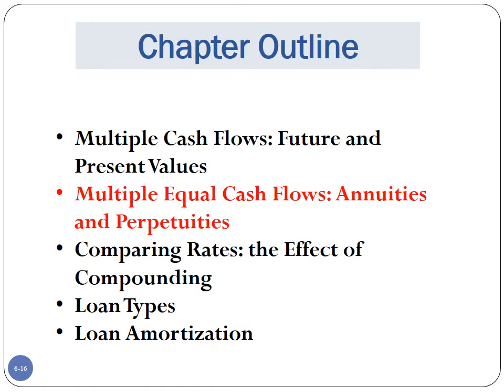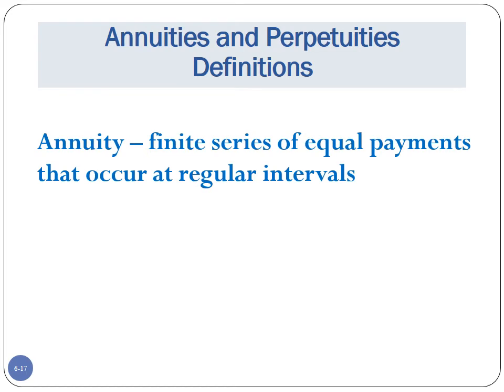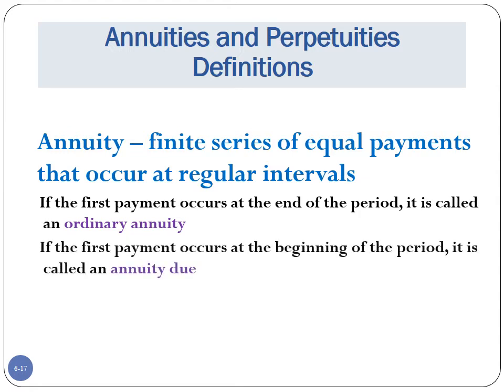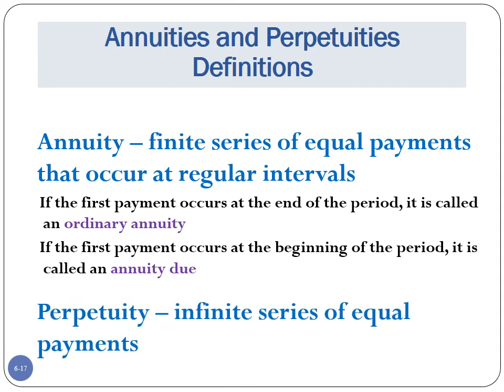When we look at a slightly different situation, we see that in many instances financial instruments pay equal cash flows. These are known as annuities and perpetuities. An annuity is a finite series of equal payments that occur at regular intervals. In other words, it's a set of payments of X value for Y periods. If the first payment occurs at the end of the period, it's called an ordinary annuity. If the first payment occurs at the beginning of the period, it's called an annuity due. A perpetuity is an infinite series of equal payments, so amount X for an infinite number of periods forever.